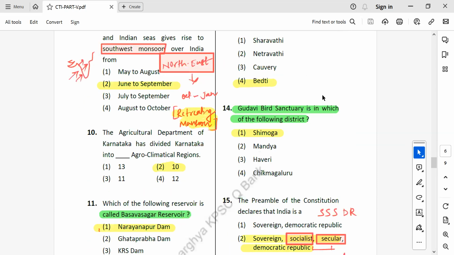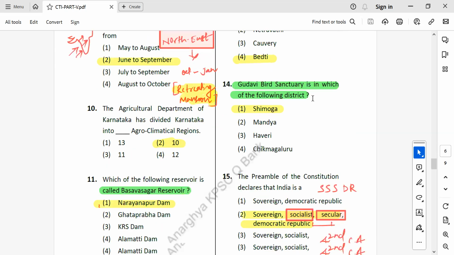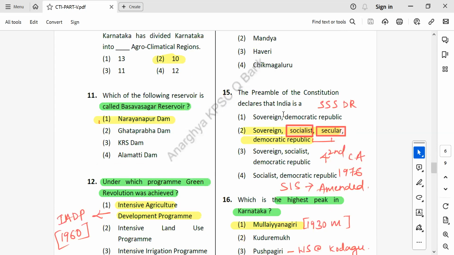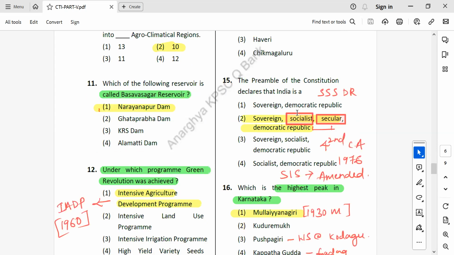Then Gudavi Bird Sanctuary, which is located in which district? They have asked. Shivamogga district. Wildlife sanctuaries or bird sanctuaries are very important, so we will take them in detail in coming classes. They have asked, it's an easier question.